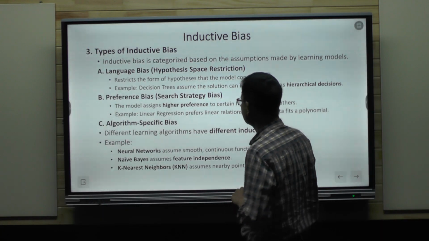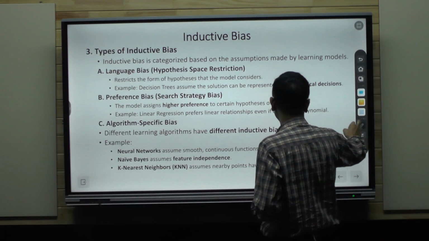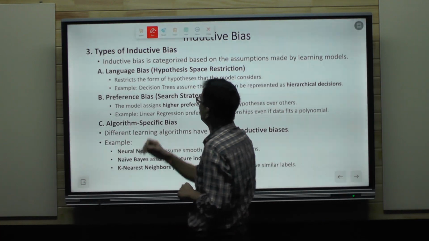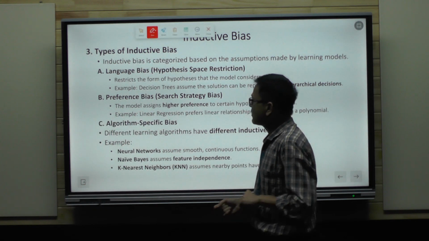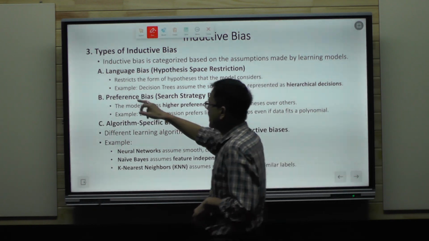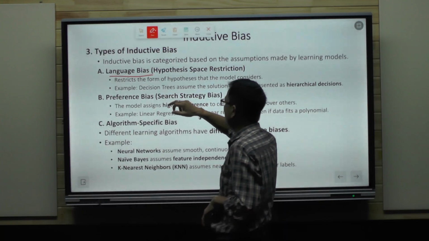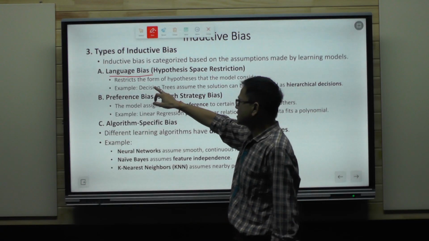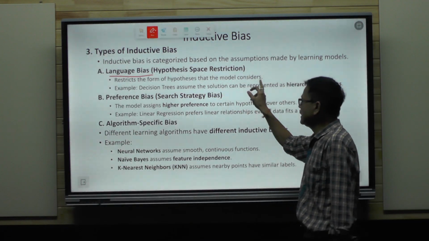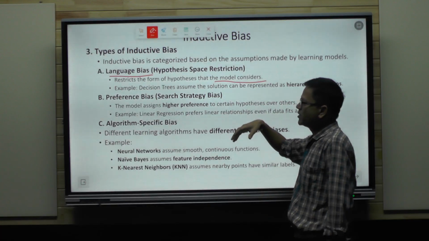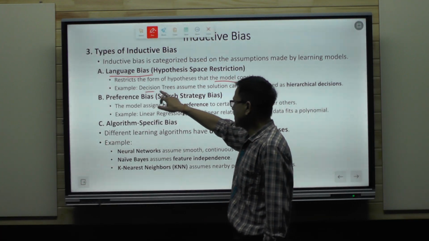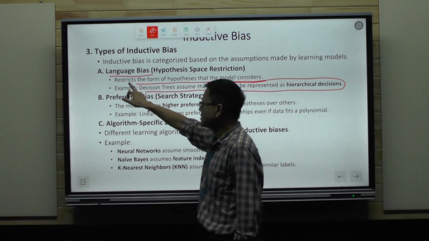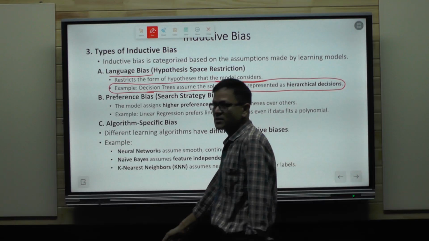So what are the types of hypothesis learning? First, we have a language bias, the hypothesis space restriction. It restricts the form of hypothesis that the model considers. You put a constraint on it. Example, the decision tree assumes the solution can be represented as hierarchical decisions. So this is known as language bias.